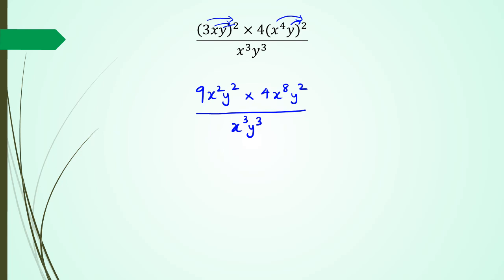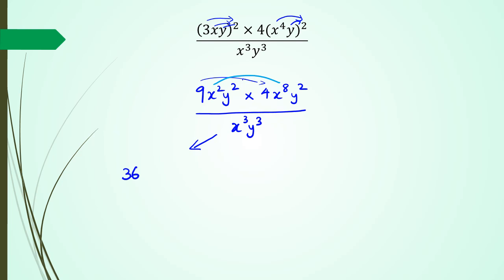Now from here you can do this in two different ways. You can simplify the numerator and then work with the denominator, or you can directly work with the numerator and denominator as well. I'm going to show you guys both ways. So the first method, I'm going to simplify the numerator, and that's going to be in this side here. So we've got 9 times 4. 9 times 4 is 36.